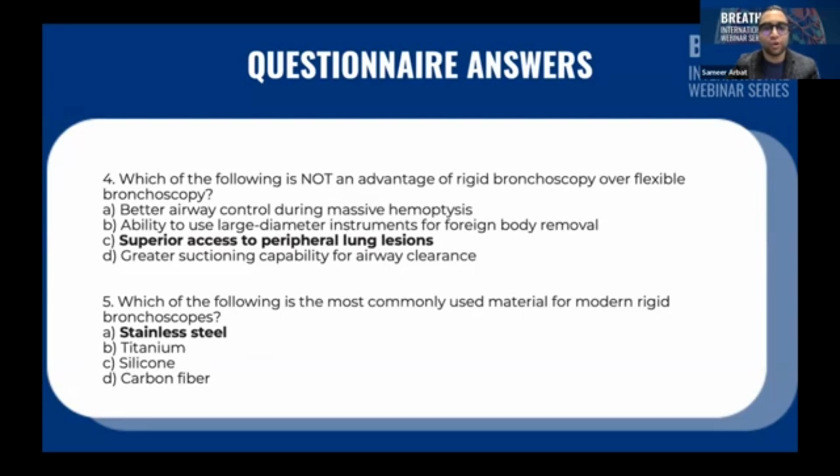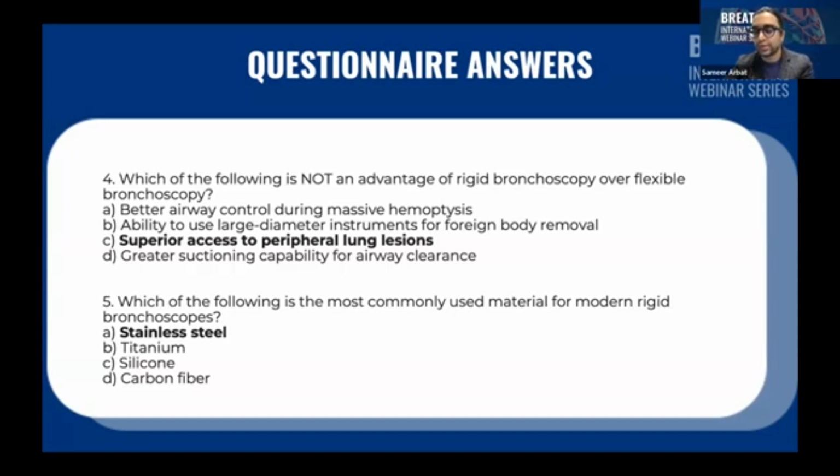The fourth question was which of the following is not an advantage of rigid bronchoscopy? The disadvantage is superior access to peripheral lung lesions, while better airway control, the ability to use large diameter instruments, and good suctioning capability are advantages of this modality. The last question is which of the following is the most commonly used material for a modern rigid bronchoscope? The answer is A, stainless steel, because it is heat resistant, good for disinfection, and also very reliable.